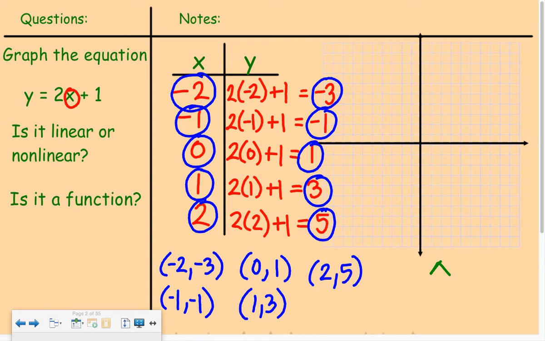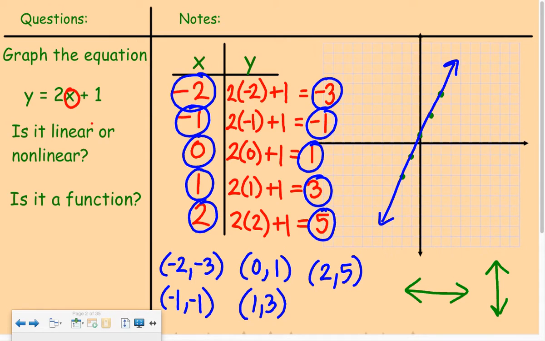Remember, when we graph, we always go left and right, then up and down. So if I start with -2, -3, be right here. -1, -1, 0, 1, 1, 3, and 2, 5. So if I connect my dots, you'll notice I have a straight line. So since I have a straight line, my graph is linear.